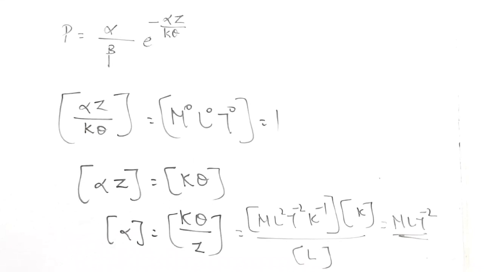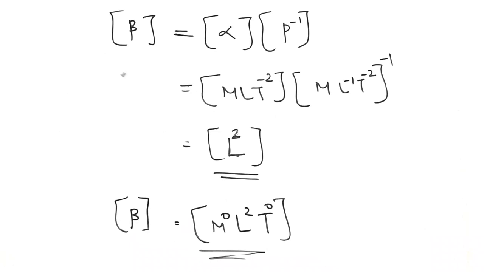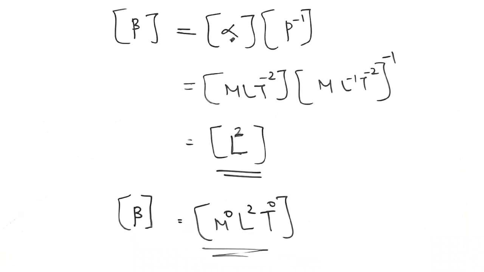Here k is the Boltzmann constant, with dimension m l square t raised to minus 2, K raised to minus 1. Theta is temperature, so Kelvin, divided by z, which is distance, so L. So we get m l t raised to minus 2 as the dimension of alpha. That is, we get dimension of beta equal to dimension of alpha into dimension of p to the power minus 1. We got dimension of alpha as m l t raised to minus 2 into dimension of p to the power minus 1, that is m l raised to minus 1, t raised to minus 2, all to the power minus 1.